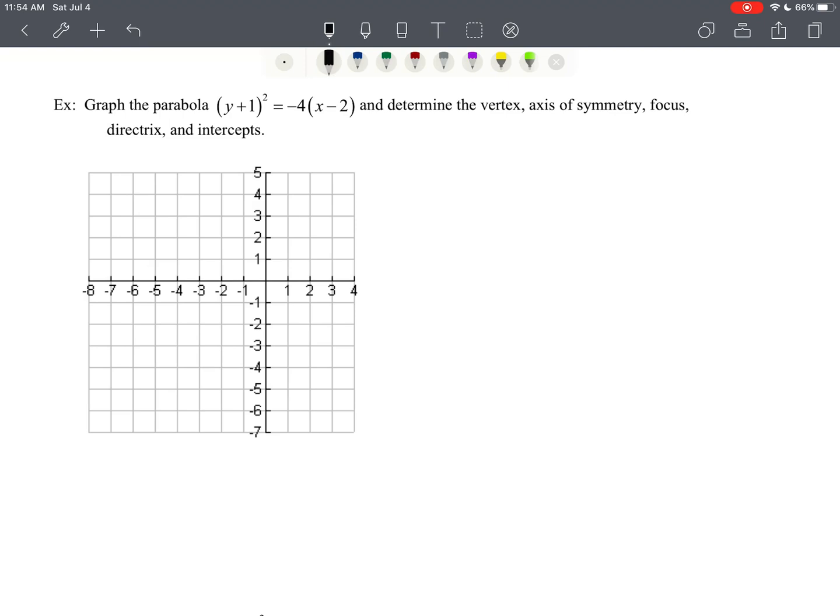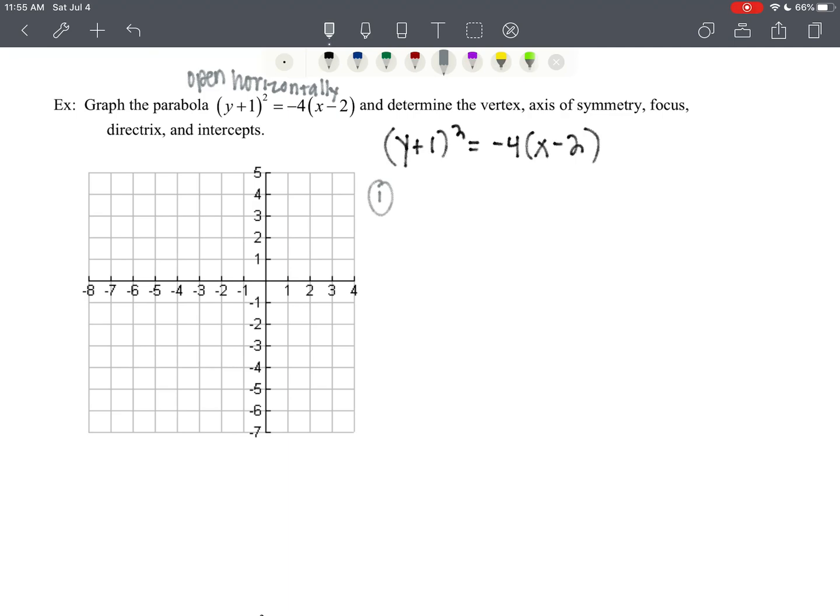So we have (y + 1) squared equals -4 times (x - 2). Now we've always said vertex form first. My y variable is going to be the one that's squared, so this is going to open horizontally. This is one of our new ones. It's opening horizontally, so that's one expectation I should have.